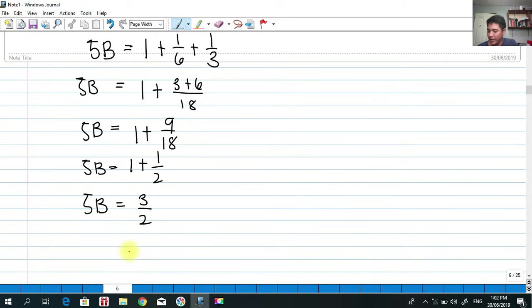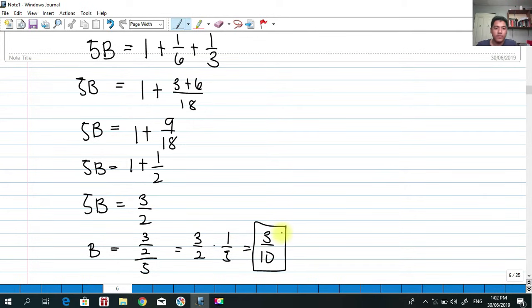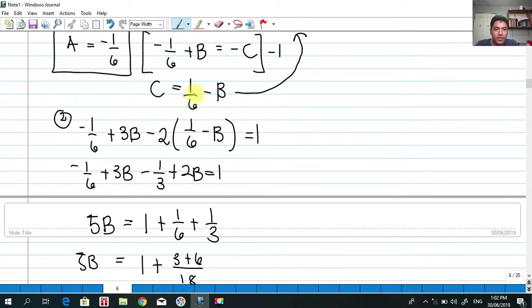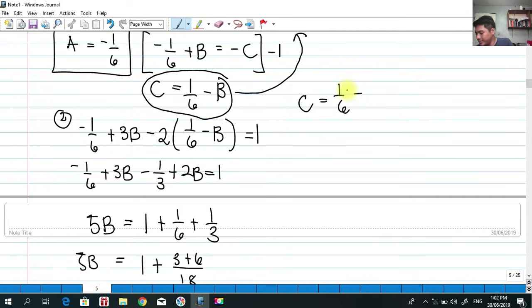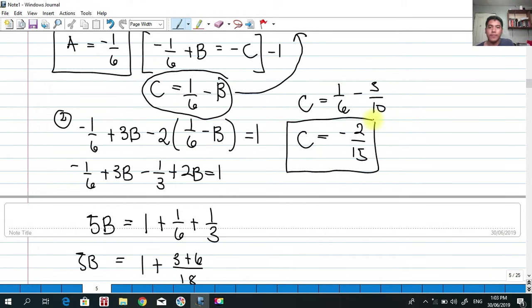So 1 plus 1 half is simply 3 halves. If we wish to get b, what are we going to do? 3 halves over 5, so we have 3 halves times 1 over 5, that is 3 over 10. So our value for b is 3 over 10. In order for us to get c, we can use this equation. Again, c will be 1/6 minus b, which is 3 over 10. So c now becomes negative 2 over 15.